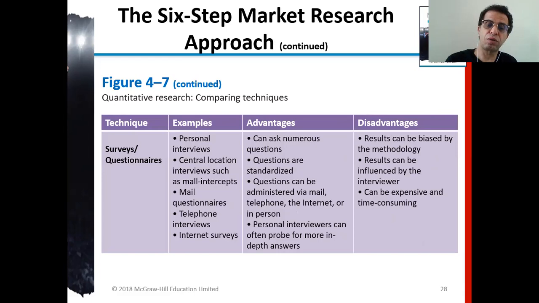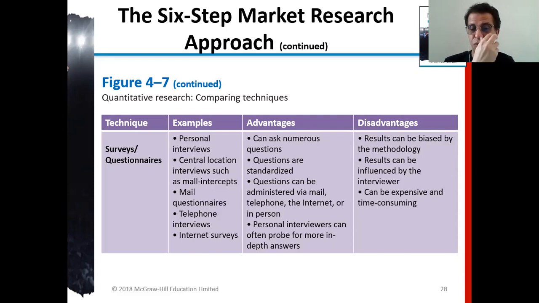Then you can do quantitative research, comparing techniques, by doing a survey or questionnaires. Examples are personal interviews and central location interviews, such as in a mall, where you interview people, or you ask them to come to your company to interview them for some kind of survey. Or you mail the questionnaires, or you make telephone calls asking the interview questions over the phone, or you have an internet survey. Each one has certain restrictions to do it successfully and without bias.